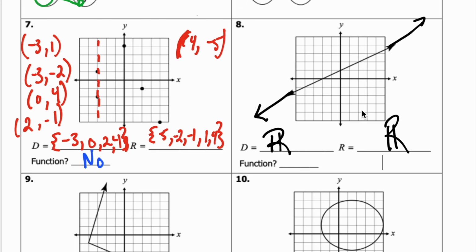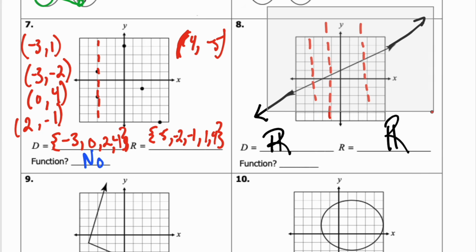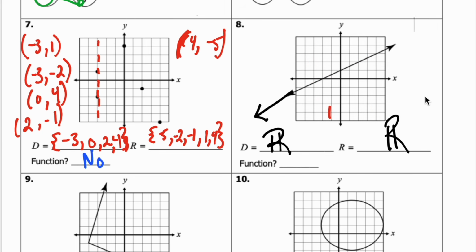Now, is this a function? Well, we can use our vertical line test for that. Any line that we draw that is vertical, which just means up and down, we want to make sure that we are not hitting the graph more than once. And as you can see, we're not. This graph is not going to repeat any of its x values at all. So it is indeed a function. So you would say yes.